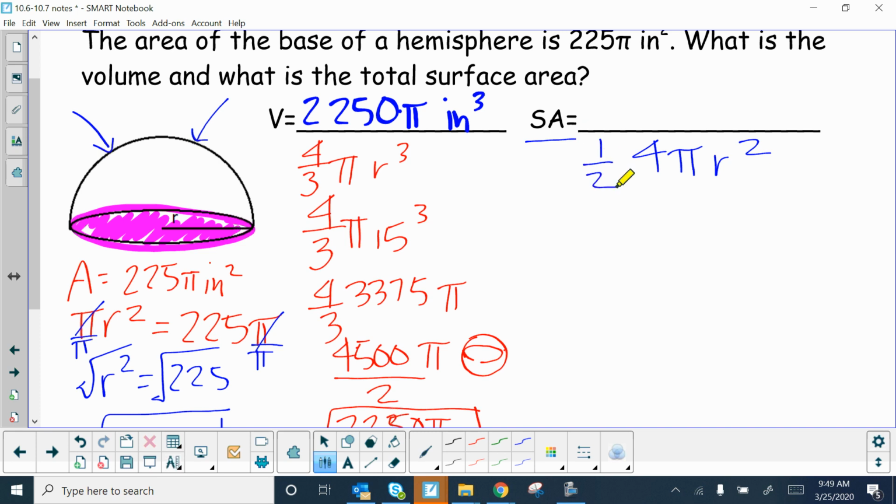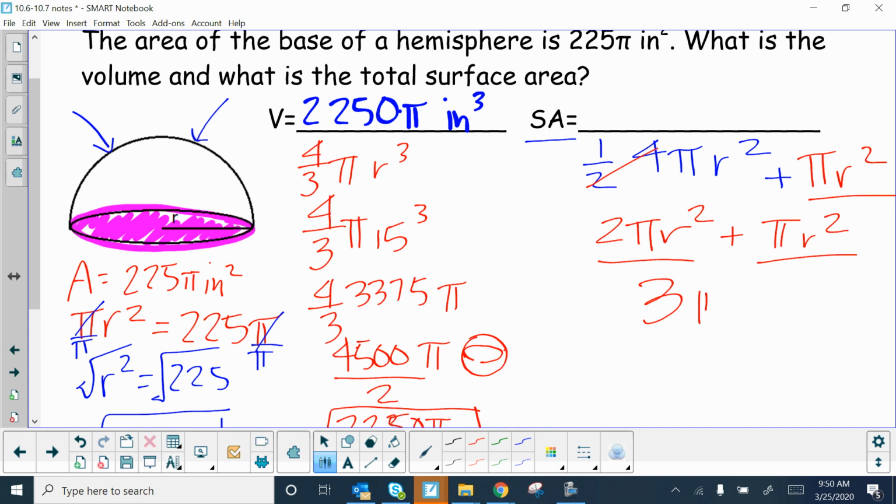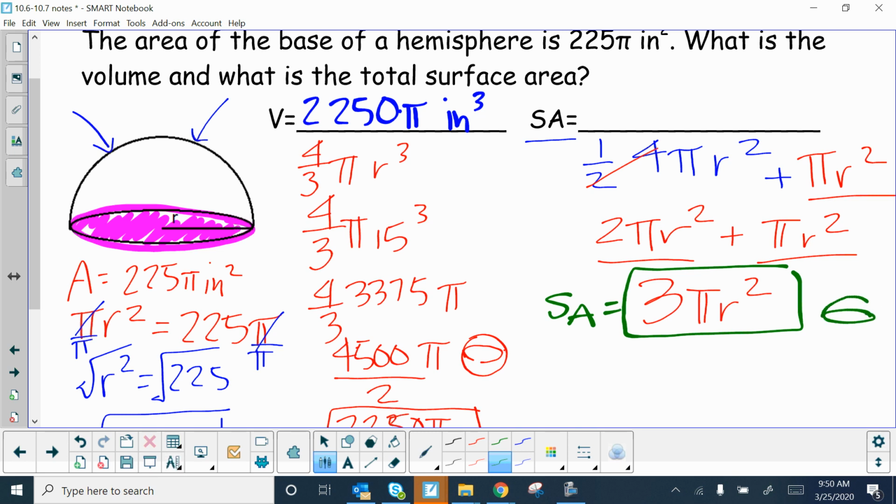So I need to take half of that, but then I need to add the surface on the bottom, which is in pink. So I'm going to write that in red. And what is the surface on the bottom? A circle, which I know the area of a circle is pi r squared. So let's simplify this formula, and you can see what it reduces to. What's half of 4, everybody? That is 2 pi r squared plus pi r squared over here. So what's 2 pi r squared plus pi r squared? 3 pi r squared. So guess what, everybody? This right here is the formula for the surface area of a hemisphere. This is always going to be for a hemisphere.